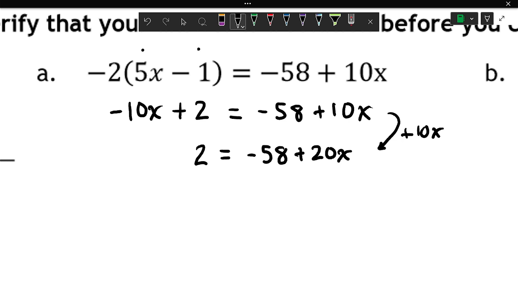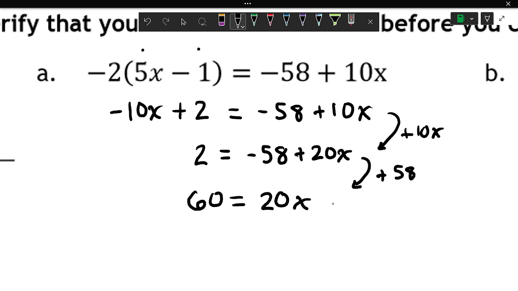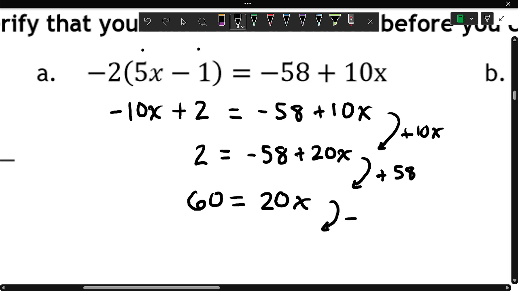Next, I'm going to add 58 to each side. When I add 58 to the left-hand side, I get the number 60. And when I add 58 to the right-hand side, I'm just going to get positive 20x because negative 58 plus 58 would be 0. And then as a final step, I'm going to divide both sides by 20.